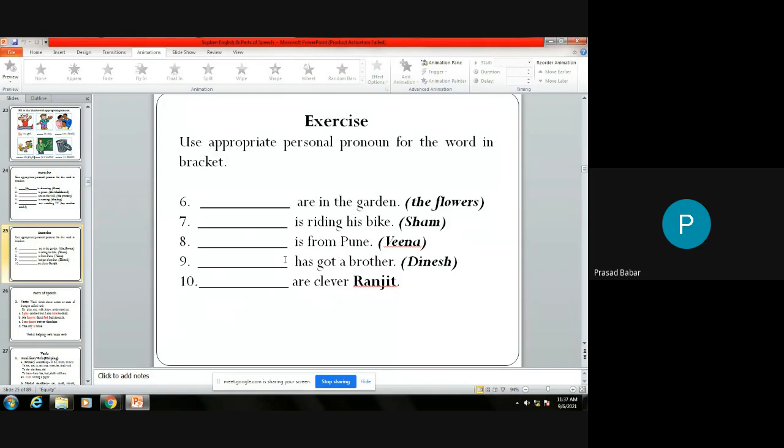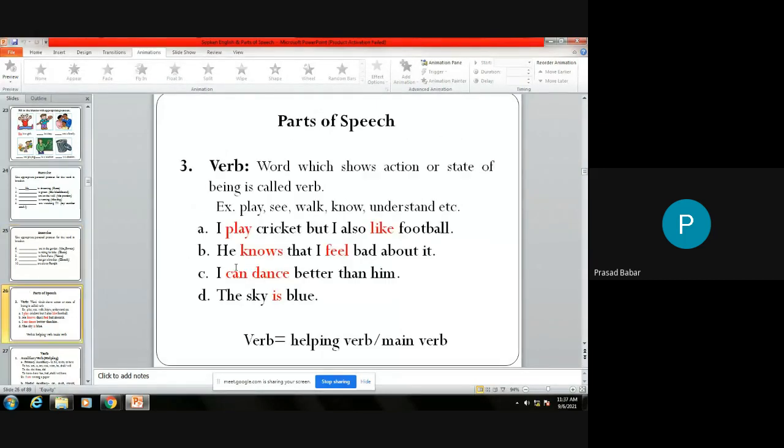So in this way, we have completed our second part of speech, that is pronoun and its types. Also, we did some exercises for your convenience. So we'll move towards the next part of speech, that is third part of speech, that is verb.